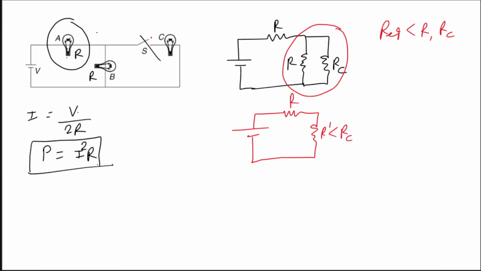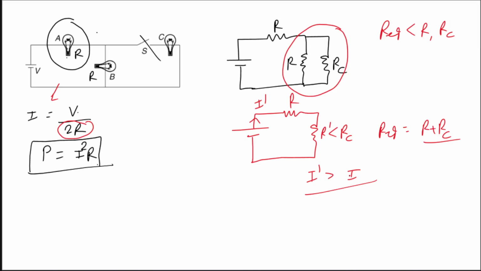So initially when the switch was not turned on, R equivalent of the circuit was how much? 2R. Now R equivalent of the circuit is how much? R plus RC, where RC is definitely much smaller than R. So this is much smaller than 2R. Current in this case, I dash, will be what? Much greater than I. I mean, it is greater than I. Simply write it like this: it is going to be greater than I.